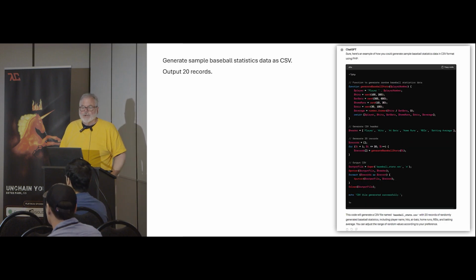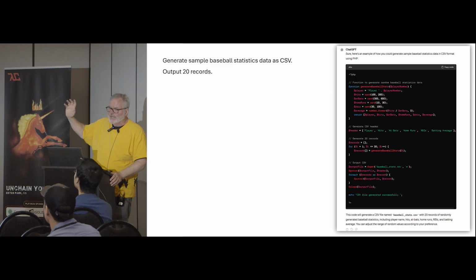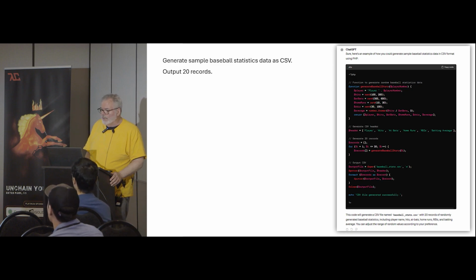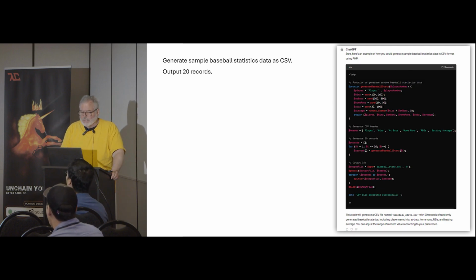Here's another one here. I want to just generate some sample data in CSV format. And I can say something like, generate sample baseball statistics data as a CSV, output 20 records. And here it is. I didn't tell it PHP because the last question was in PHP. It assumes that's the same language I'm sticking with, and it created a function for this. I could even tell it to show me the output of this, and it would actually give me a comma separated value file for that.